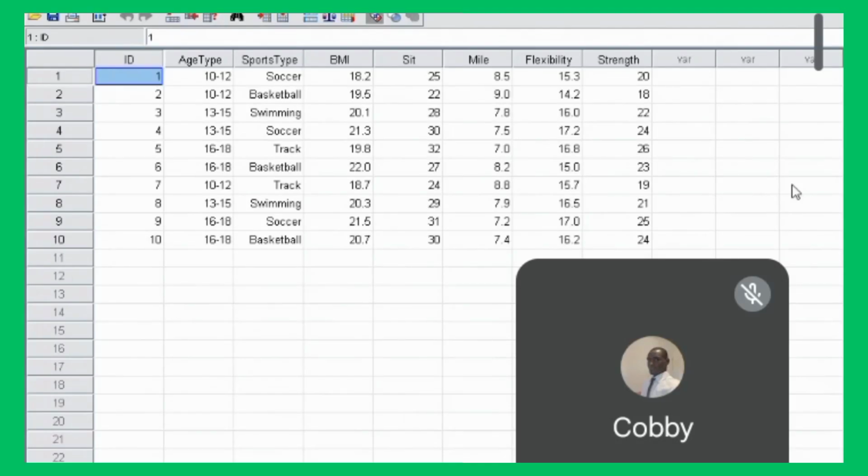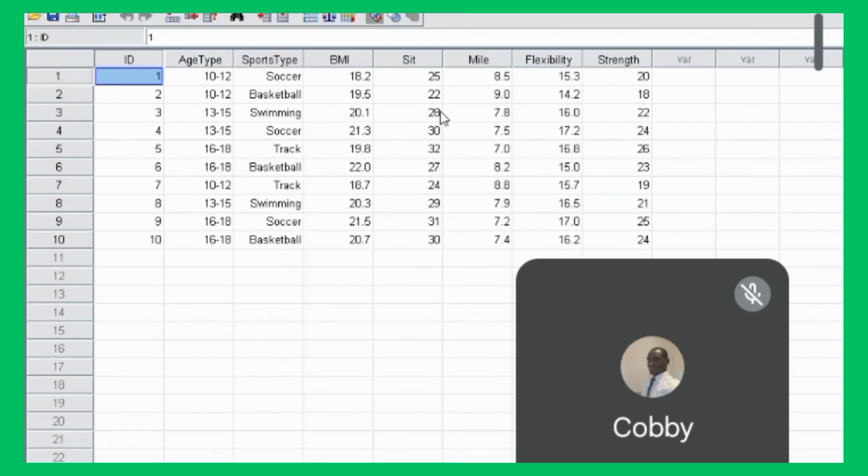Okay, now let's do one-way ANOVA in SPSS. So here we have a data set. We have age group, we have sport types, BMI, and these other variables.